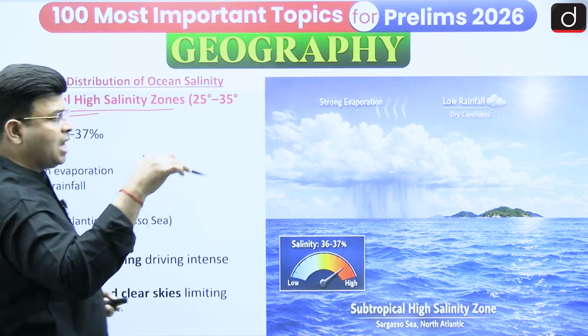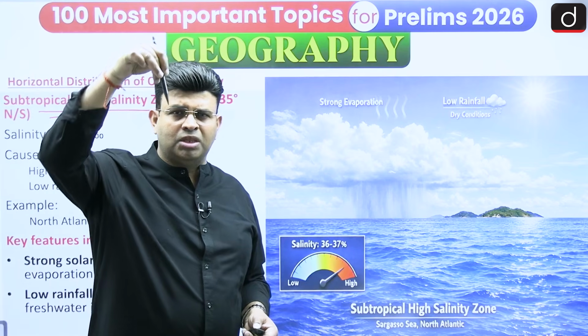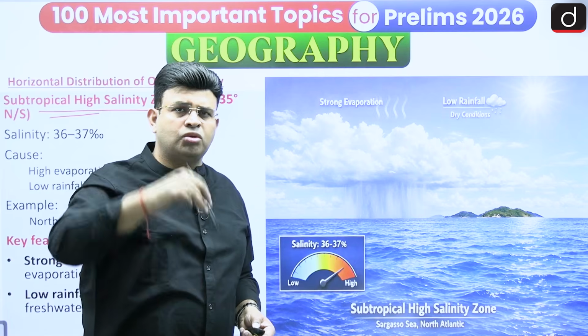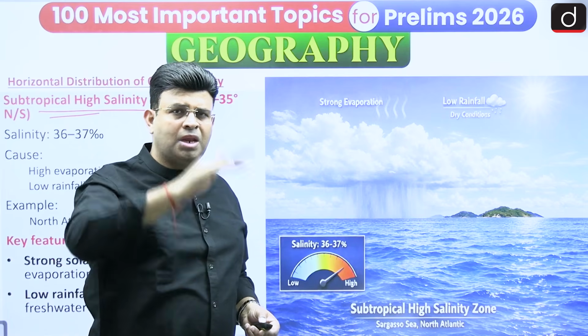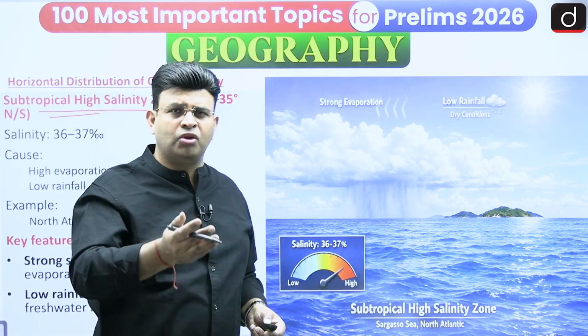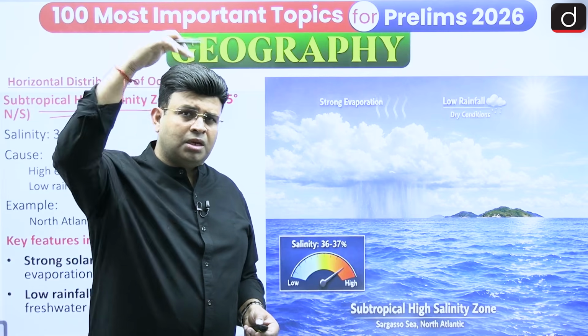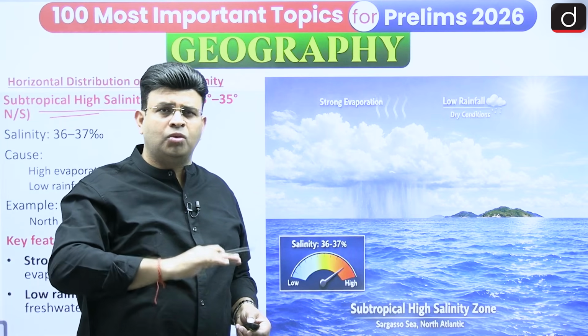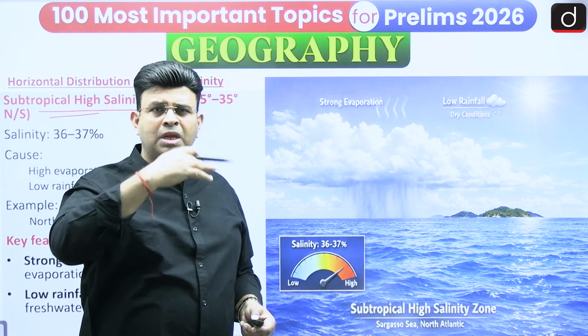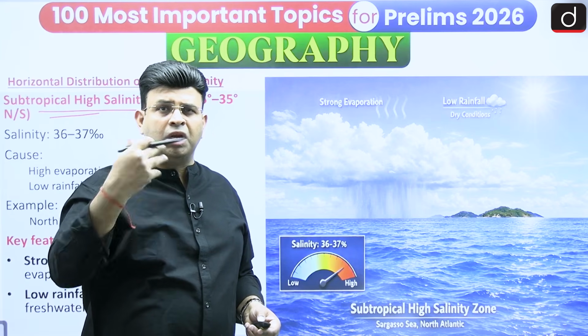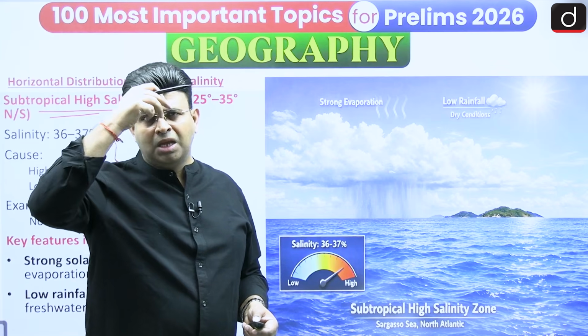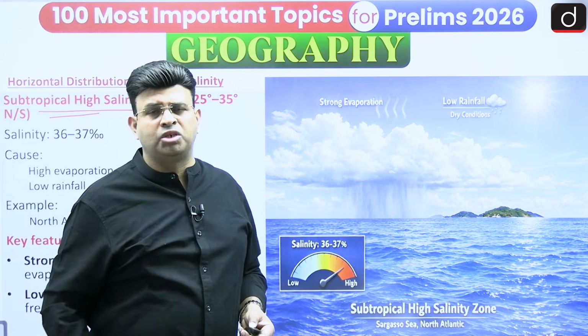So in the subtropical high pressure, what happens? We can say that in this region the air descends. In this region, subtropical high pressure, that is at 25 to 35, or you can say 20 to 30 degree latitude in the northern and southern hemisphere, the air descends. When the air descends, it blocks the water vapor from moving up, and there will be more heating. With more heating, cloud formation will not take place.